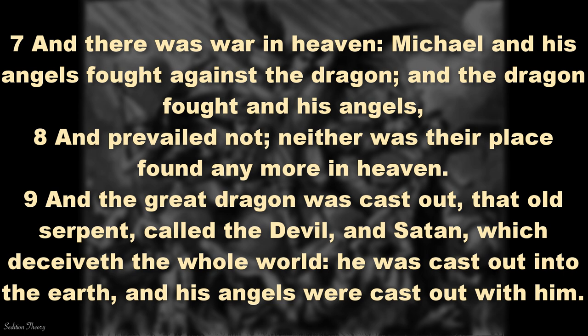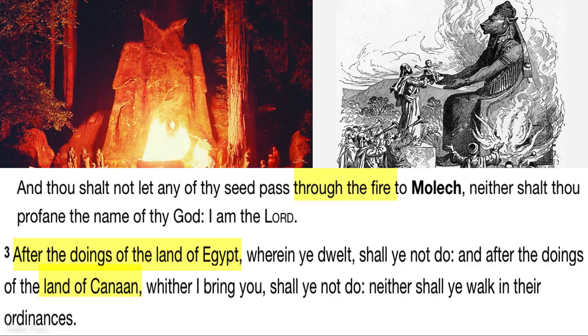And there was war in heaven. Michael and his angels fought against the dragon, and the dragon fought and his angels, and prevailed not, neither was their place found any more in heaven. And the great dragon was cast out, that old serpent called the devil and Satan, which deceived the whole world, and he was cast out into the earth, and his angels were cast out with him. They know their time is short. That's why they deceive the whole world like this.